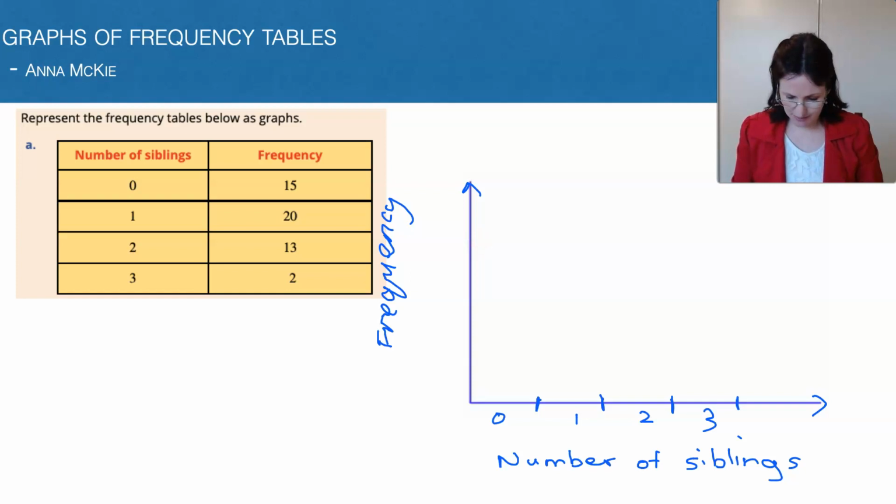I'm going to go in 5s. So if I'm going to put 20 about up there, again, you'll have grid paper, so it's going to be easier to do. I'm going to put 10 there, and then 15 and 5. And so we now need to draw this.